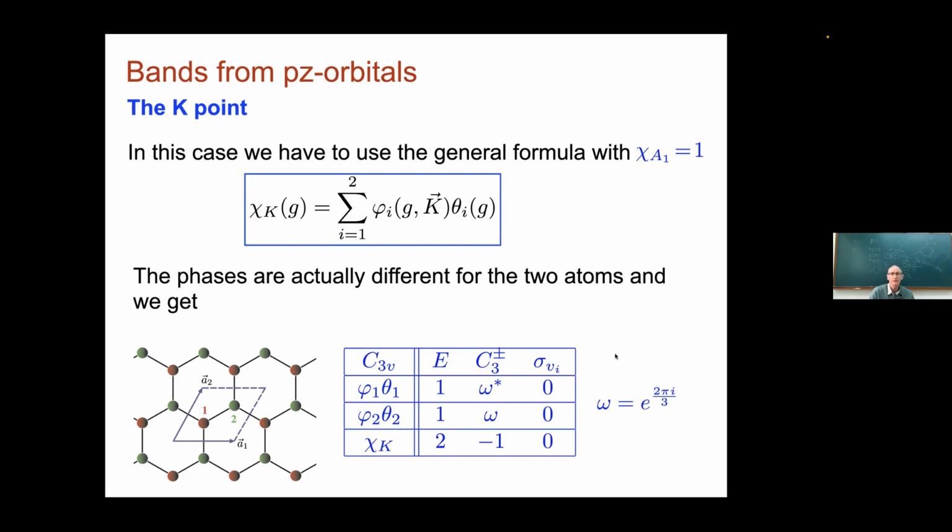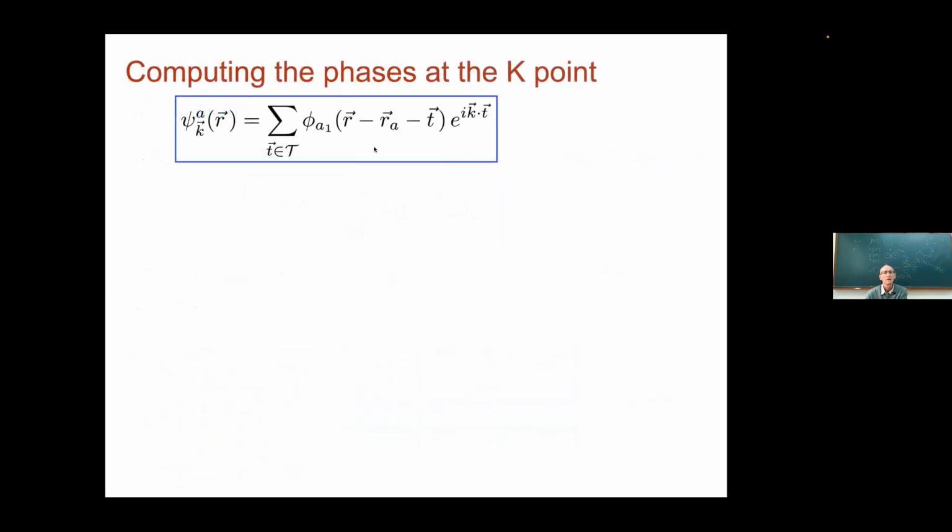The reason we have phases is because I'm taking linear combinations of the orbitals placed around different atoms, and the linear combination carries phases which depend on the unit cell the atom is in. Remember that T was a vector in the graphene lattice, on the direct lattice, and this is a vector that goes from the origin to the origin of the corresponding cell, okay? So the phase depends only on which cell the atom is in, okay?